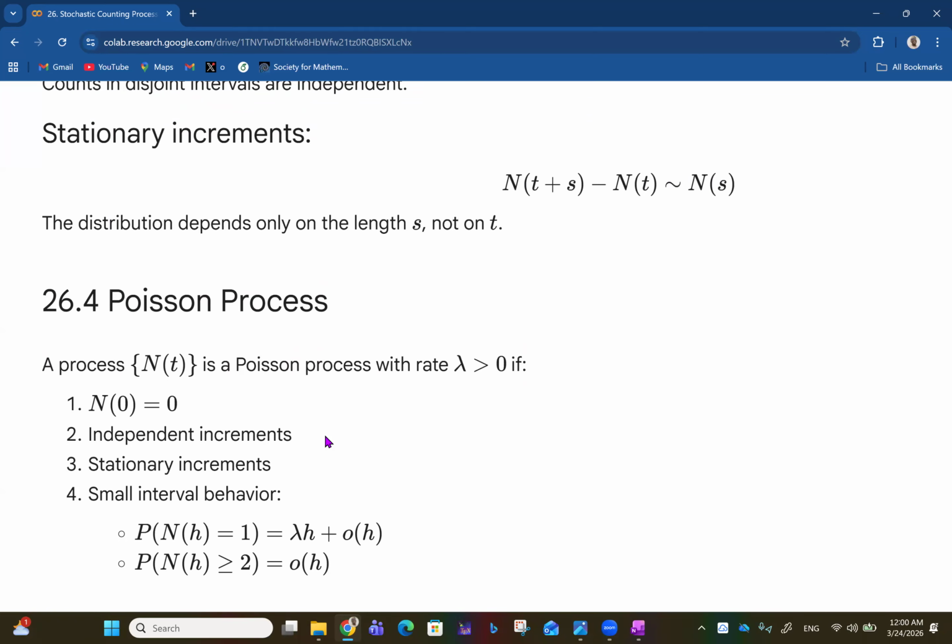Then you have independent increments. There are also stationary increments, and then small interval behavior: the probability that N(h) is equal to 1 is equal to lambda h plus o(h), and the probability that N(h) is greater than or equal to 2 is equal to o(h), that is, of order small o of h.